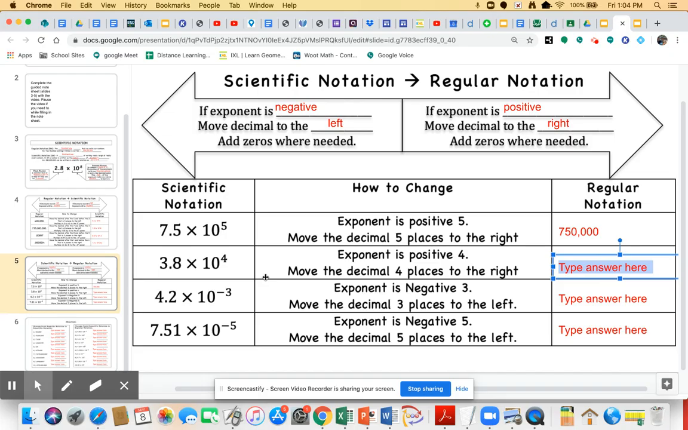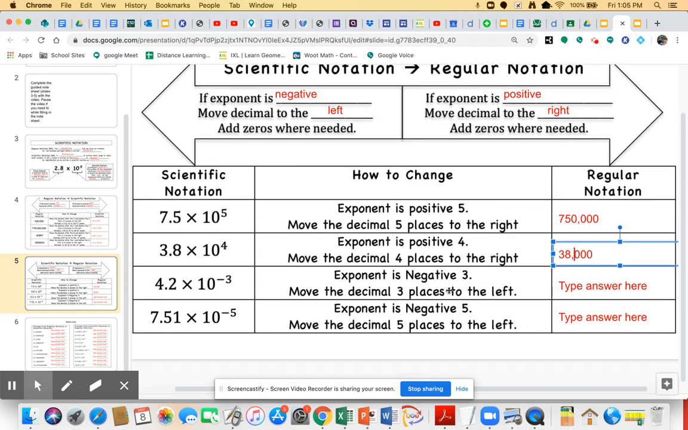3 and 8 tenths times 10 to the 4th, so that's going to be 38. I've just moved it one place. That 4 is positive, so I'm going to the right, and I'm moving it 4 spaces. So now remember, I already did 1, so there's 2, 3, 4, so that gives me 38,000. Go back and put your commas in. Makes it easier to read your number.